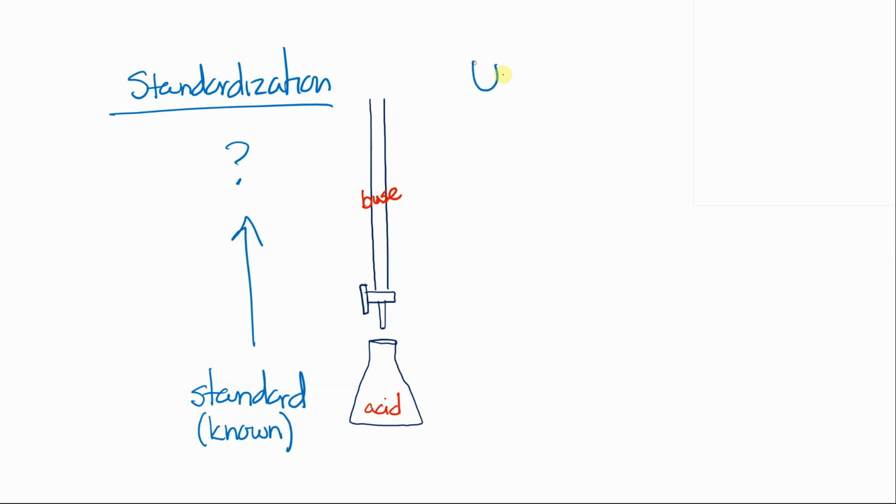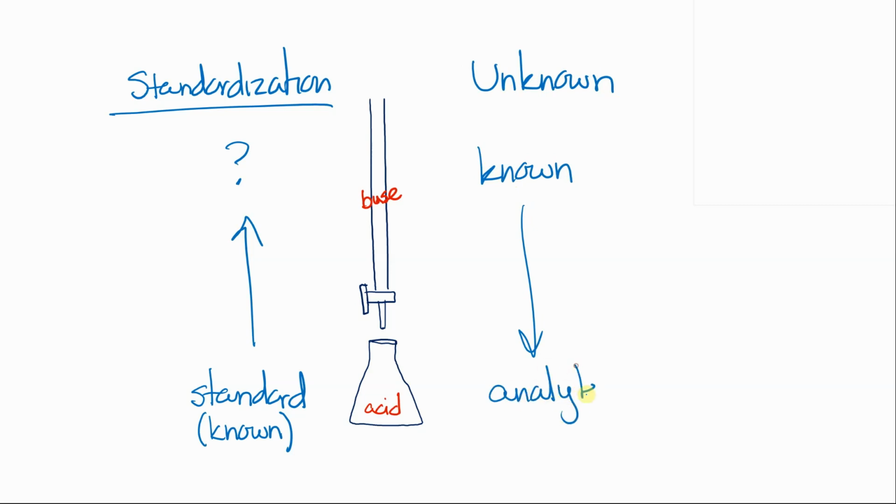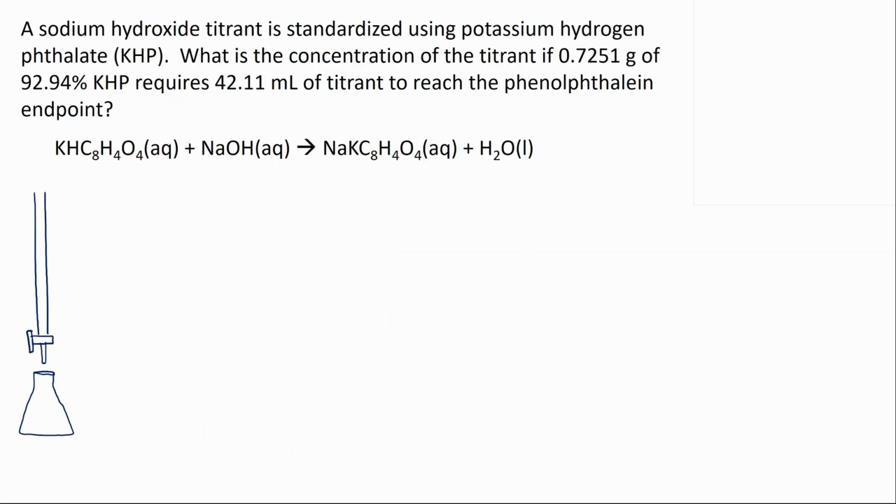The second type of calculation is an unknown. And this is one where we know the concentration of the titrant, and we're using that to measure the concentration of the analyte, where the analyte is unknown. And so you're going to look for this in the wording of the problem, but I have one example of each to go over today.